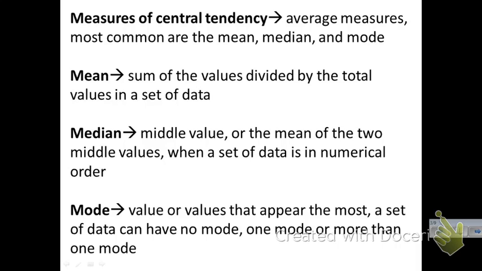When you're looking for the mode, this is the value or values that appear the most in a set of data. You can have no mode. That occurs when there are no values listed more than once. You can have one mode or more than one mode. So if you have more than a couple numbers that are listed the same amount of times, we list both of them as the mode.